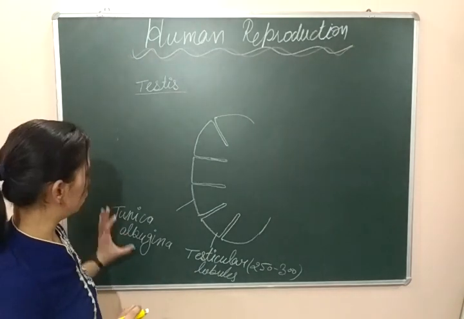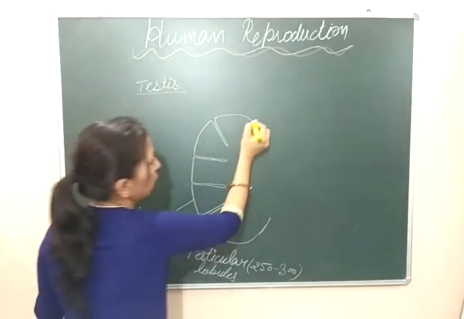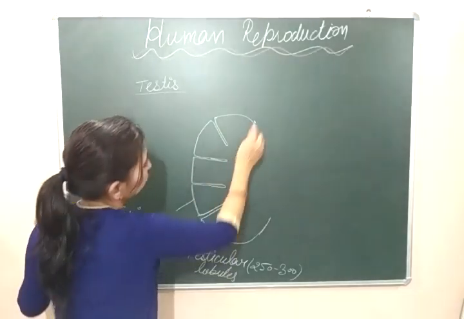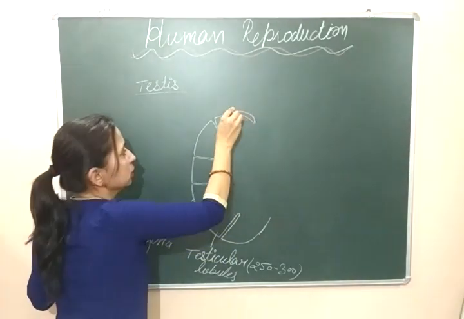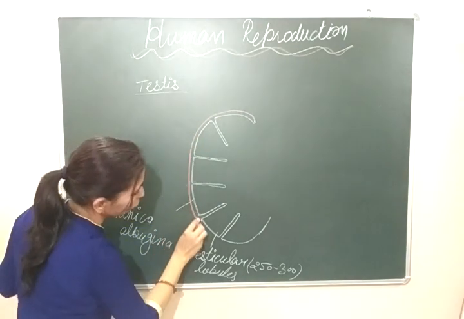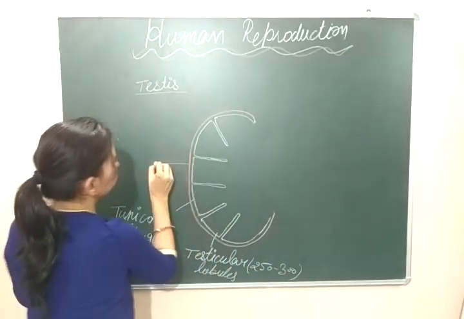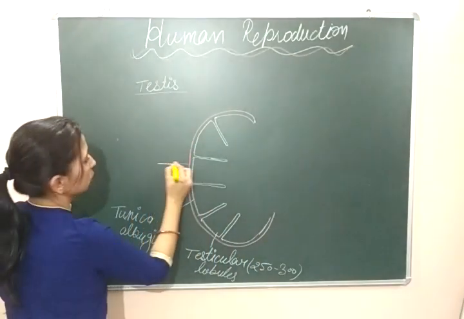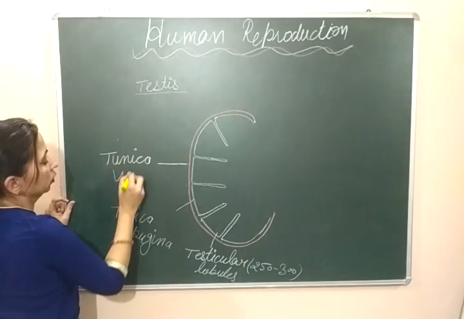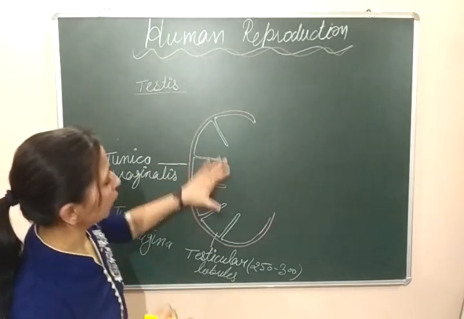Outside the tunica albuginea, there is one more layer present that is known as tunica vaginalis. So we can draw it here. Outside the tunica albuginea, one more layer is present that is tunica vaginalis. So we will write its name also. This is tunica vaginalis. Now let's see what is inside.